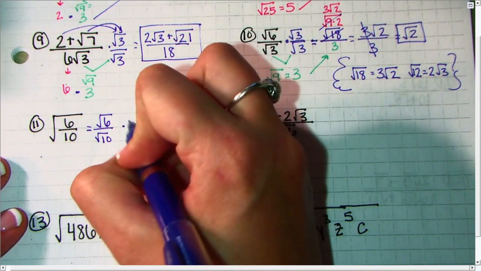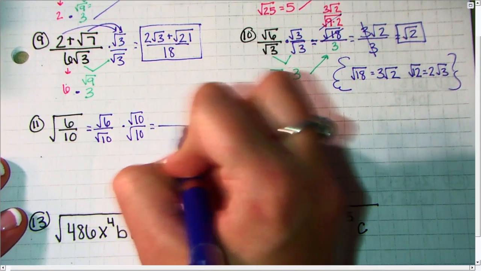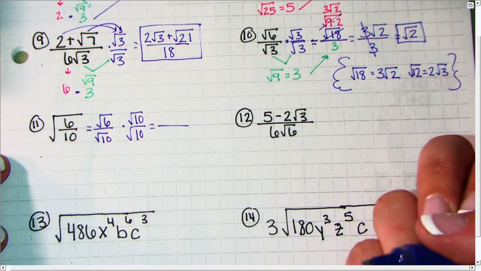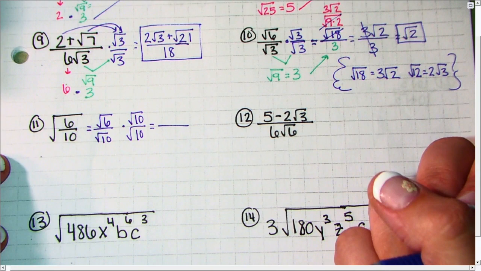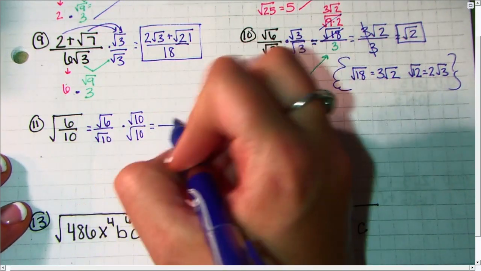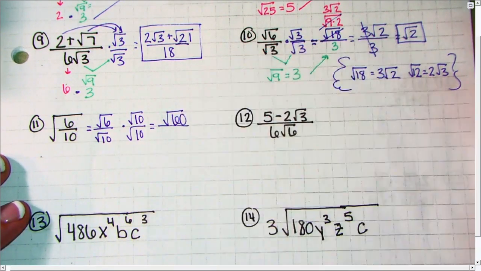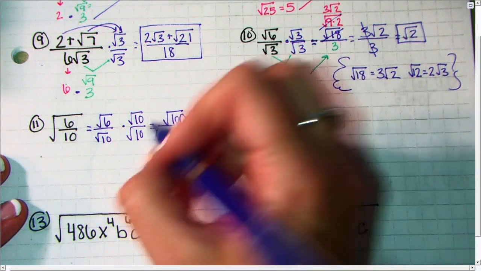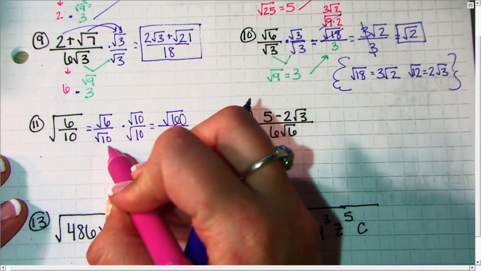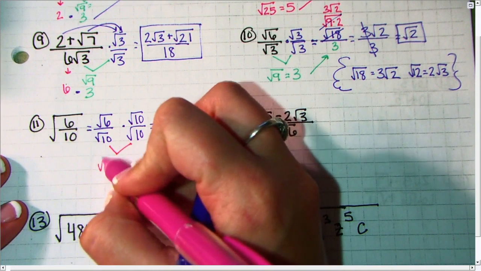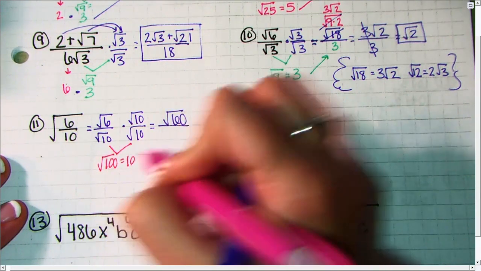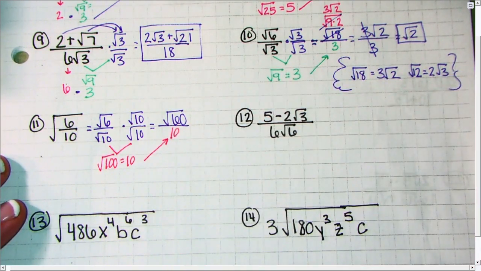Multiply by the square root of 10 on the top and the bottom. Remember, we're just changing the fraction's appearance. We're not changing the numerical value. 6 times 10 is 60. And then square root of 10, remember your shortcut, the square root of 10 times the square root of 10 is the square root of 100, which is 10. That's how we get this bottom term.